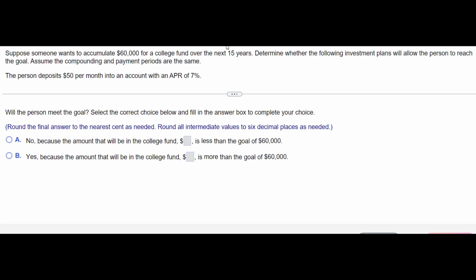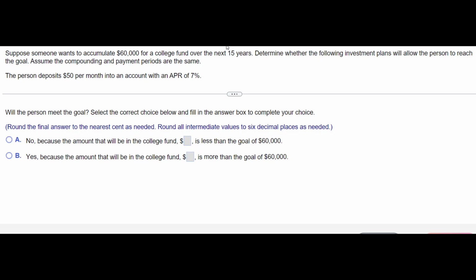Alrighty then, let's try this problem. Suppose someone wants to accumulate $60,000 for a college fund over the next 15 years. That's very important. Determine whether the following investment plans will allow the person to reach the goal. Assume the compounding and payment periods are the same.